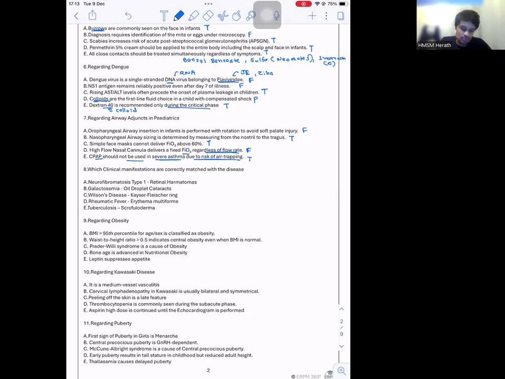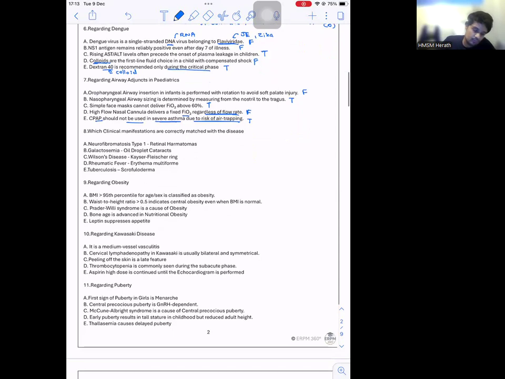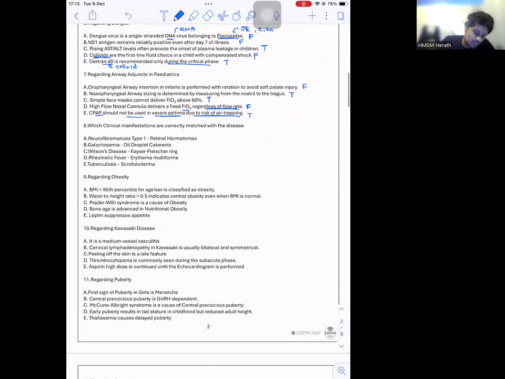Risk of air trapping, that is also taken as true, right? Okay. Next question. Which clinical manifestations are correctly matched with the disease, right?